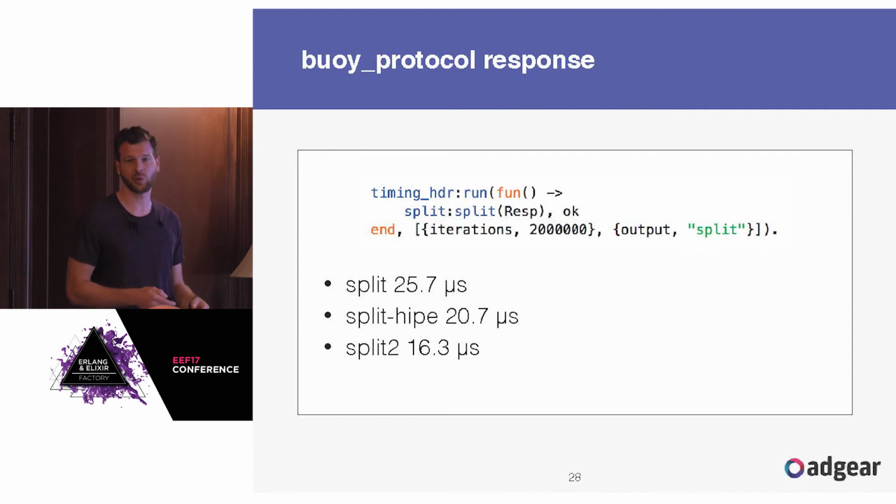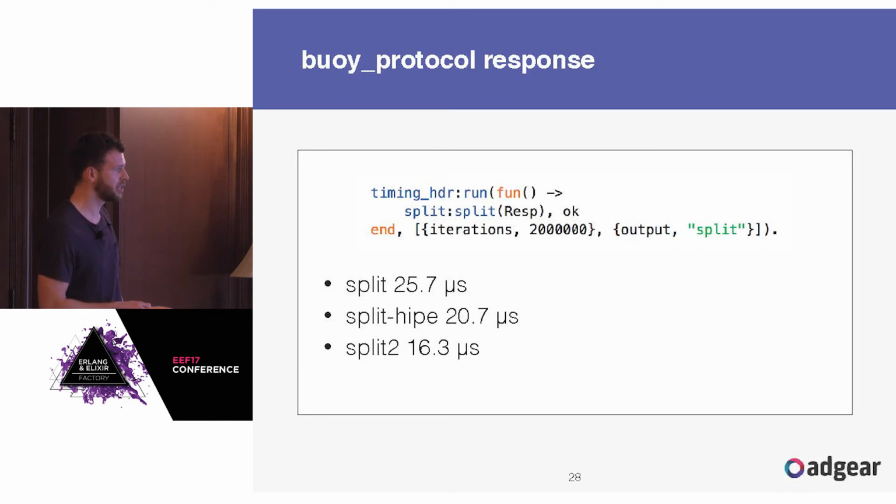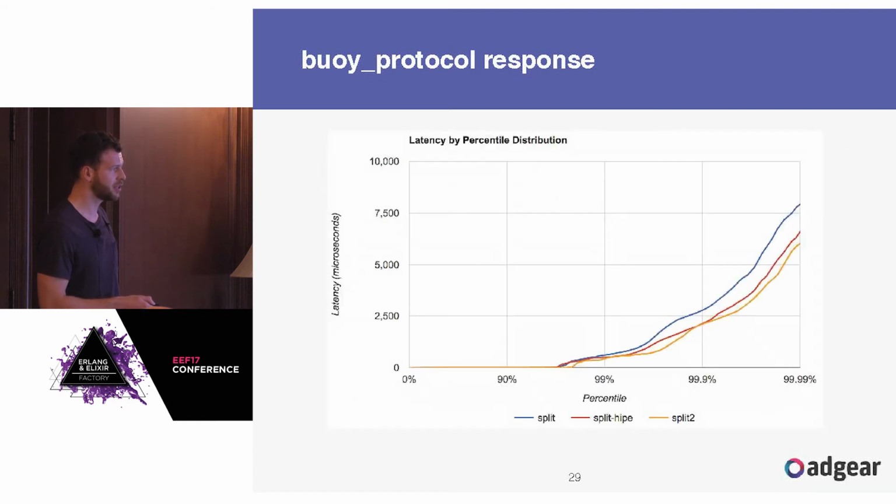It's a little library I wrote to do micro benchmarks. And this is basically the graph that it outputs if you use the HDR histograms. You'll see that split 2 is a little bit faster, split hype is close by, and then split is slower, at least over like the 90th percentile.